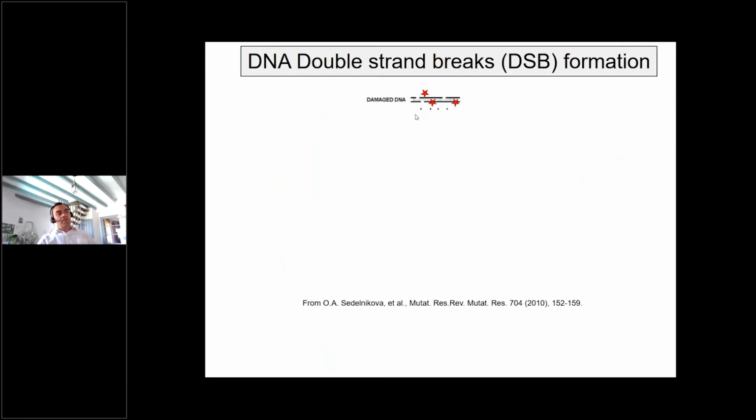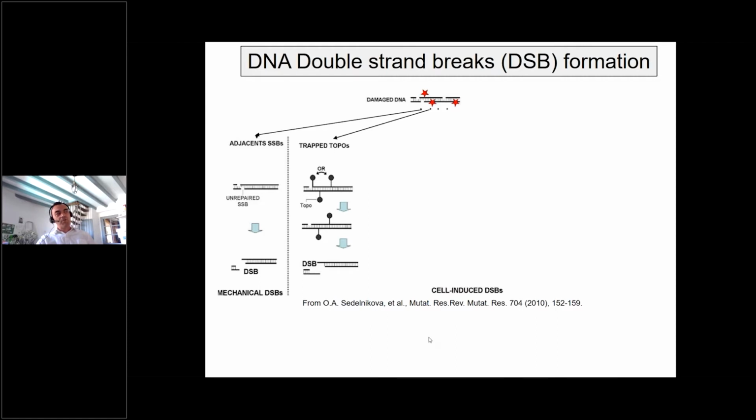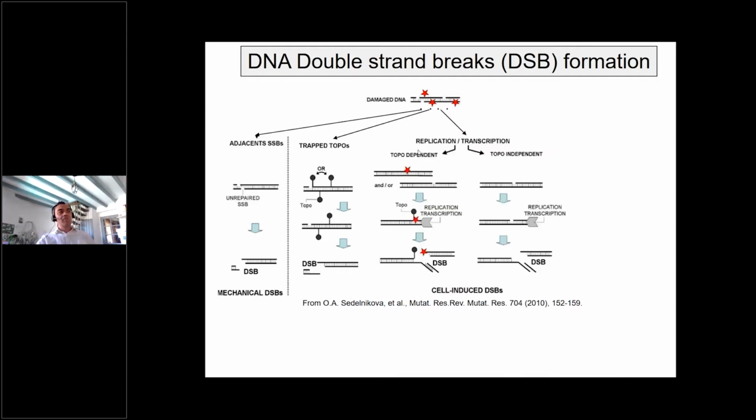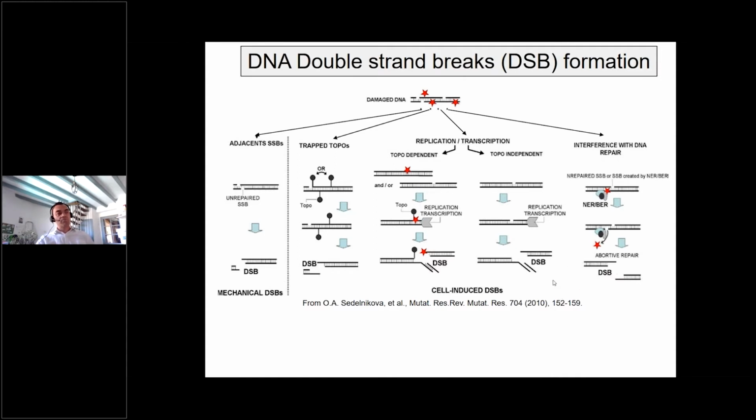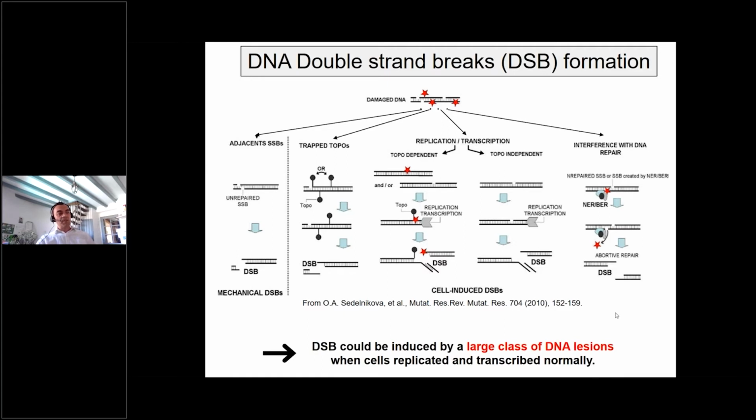You have to know that DNA could be damaged by a lot of things. It could be single-strand breaks, oxidative stress, cross-links and whatever. And when you have an adduct against a strand, you mechanistically have a double-strand break. However, if you trap topoisomerase, or if you have blocked transcription or replication, whatever the DNA damage, or you interfere with DNA repair, in this case, at the end, you will have induced double-strand breaks. So you have to keep in mind that double-strand breaks could be induced by a large class of DNA lesions when cells replicate and transcribe normally.